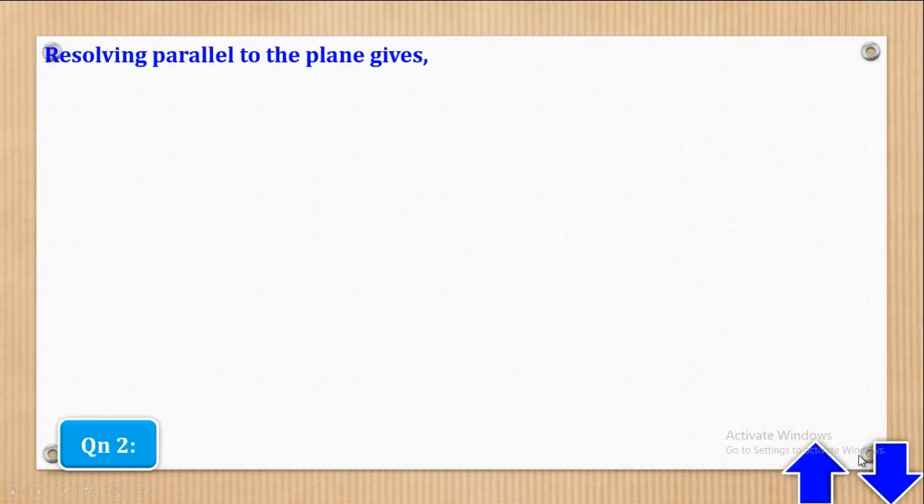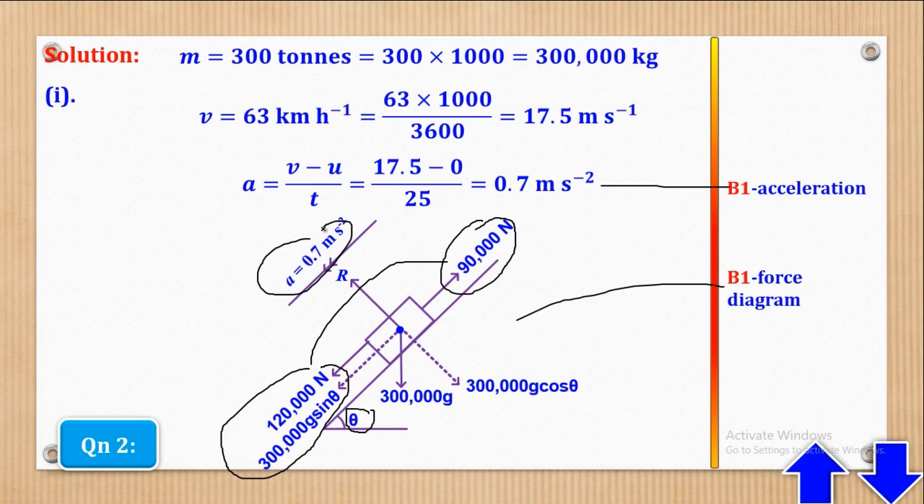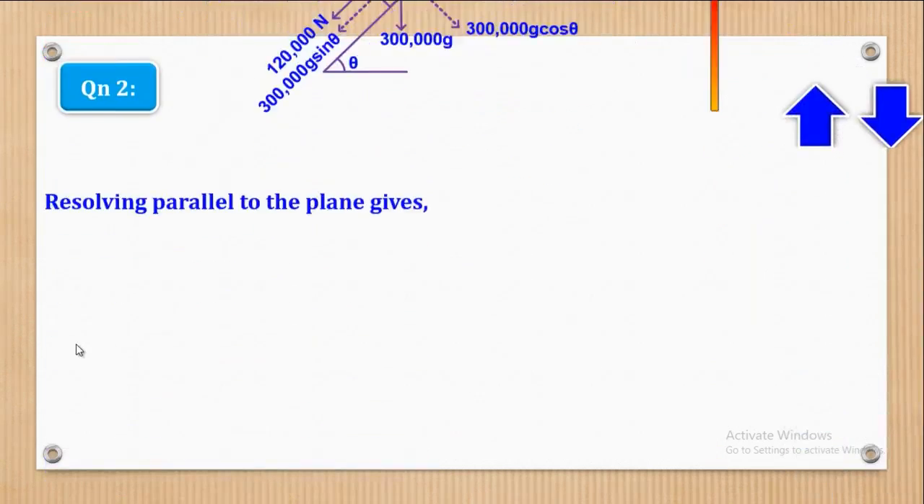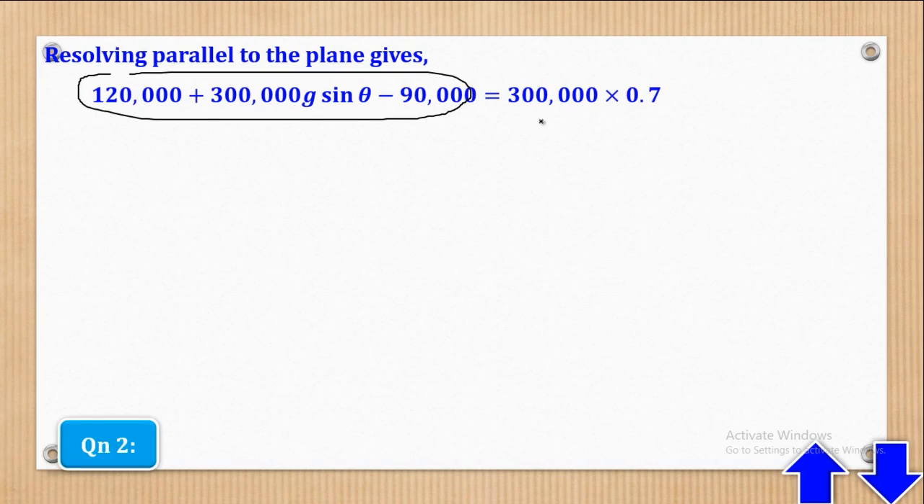Now next is to resolve. To resolve parallel to the plane, it implies that the sum of these two forces will be equal to this. The resultant will be the sum of this minus the resistance, equal to MA. Then perpendicular, R is equal to 300,000 g cos theta. Parallel to the plane, we shall come up with 120,000 plus 300,000 g sine theta minus 90 kilonewtons. This gives the resultant force, which is in the direction of motion, equal to MA. So M is this and A is that.